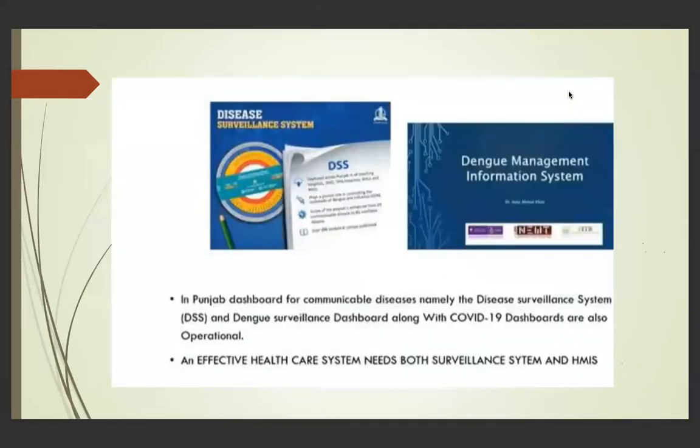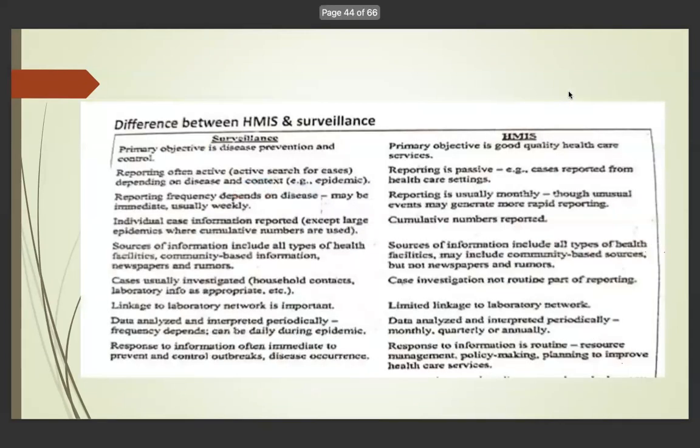In Punjab, dashboards for communicable diseases, namely the disease surveillance system and the dengue surveillance dashboard, along with COVID-19 dashboards, are also operational. An effective healthcare system needs both a surveillance system and HMIS. Let's talk about the difference between the HMIS and the surveillance system. We'll be talking about the main differences here.